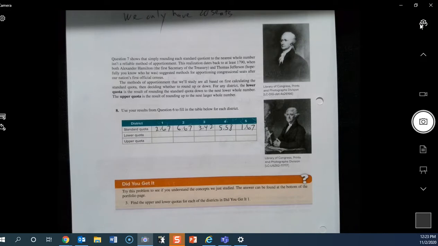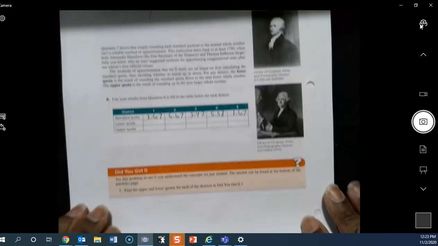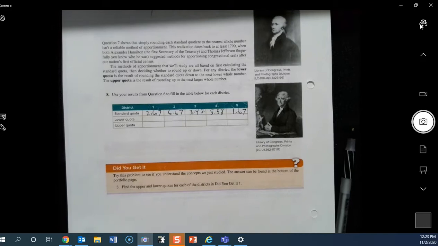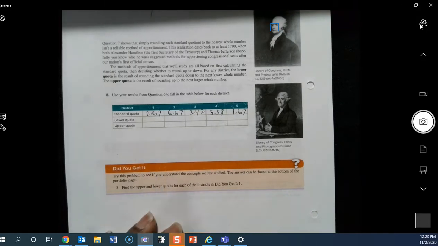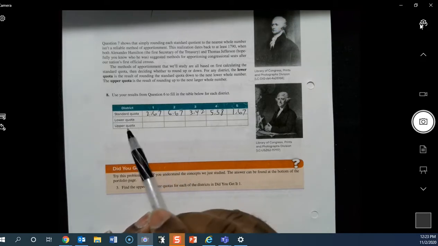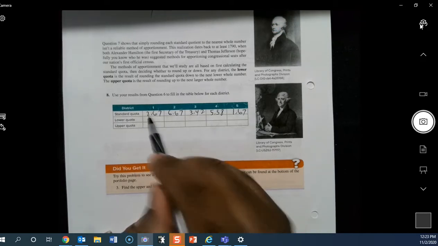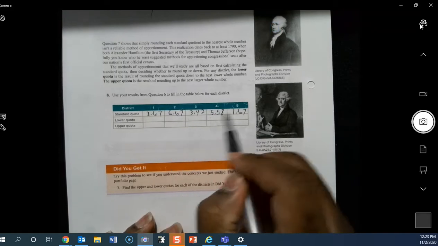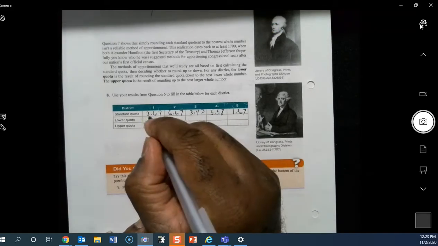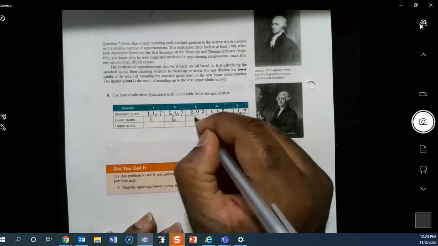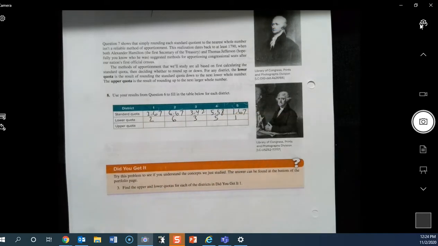Okay, now, I know with the explanation, they gave you a good sound mathematical explanation, but I want to give you an explanation that will be a little bit more practical. When they ask you for the lower quota, instead of saying rounding up and down and everything, just look at it like this. The lower quota is always the digit in front of the decimal of your standard quota. So the digit here would be 2, this would be 6, this would be 3, this would be 5, and this would be 1. So your lower quota is always the numbers in front of the decimal.